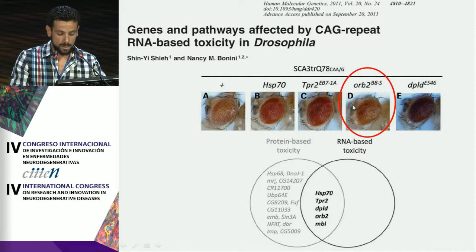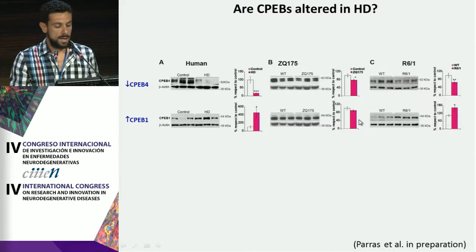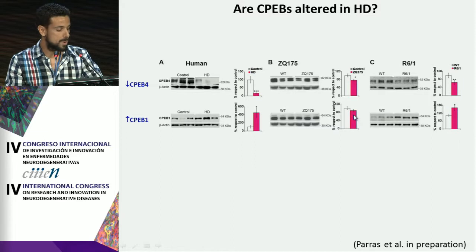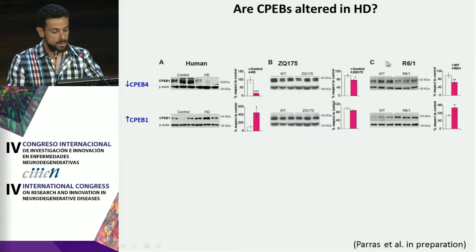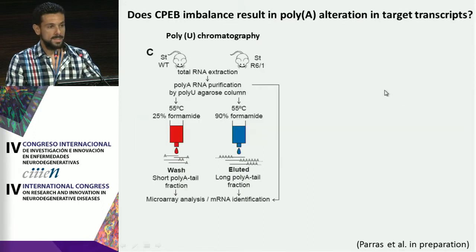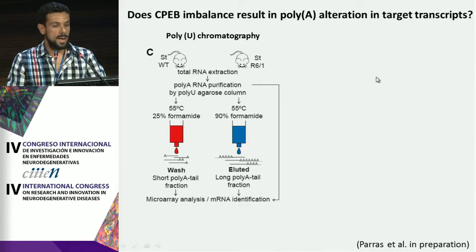Remember that Huntington's is caused by an abnormal expansion of a CAG triplet that encodes polyglutamine. The first question was, are CPBs altered in Huntington's disease? We found that CPB4 is decreased in patients, and also in two mouse models, knock-in and R6/1 mice. However, CPB1 is increased in patients and in R6/1 mice.